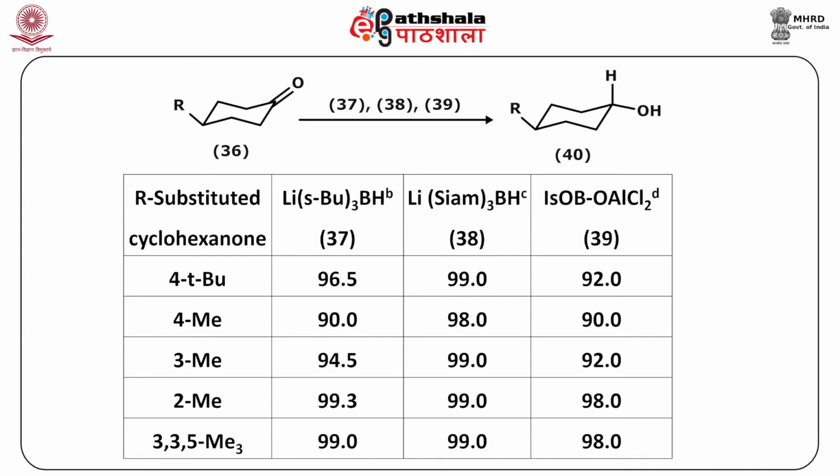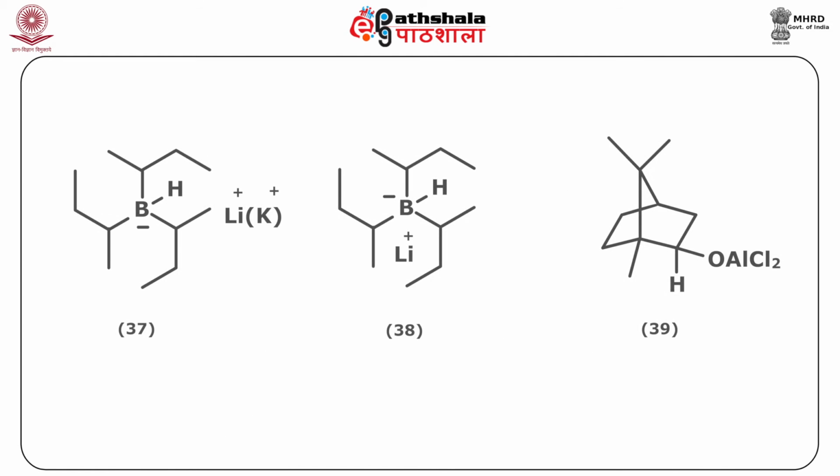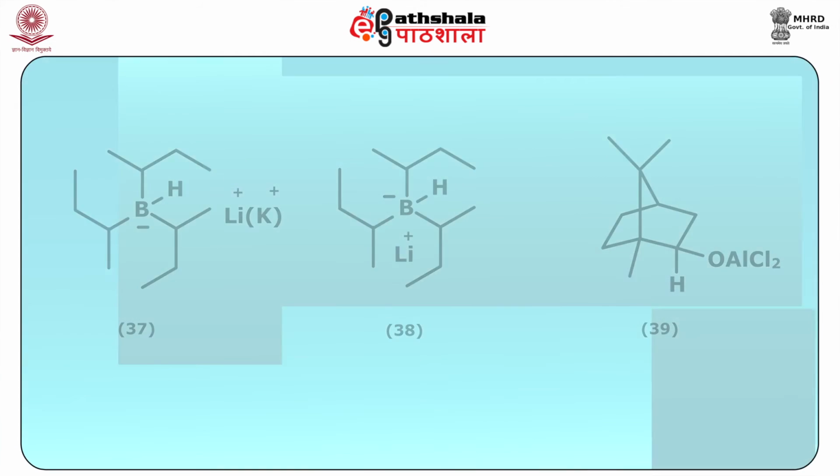The stereoselective formation of the axial alcohols, with the different substitutions and the reagents, is indicated here in the table. These are the structures of the stereoselective hydride transfer reagents.